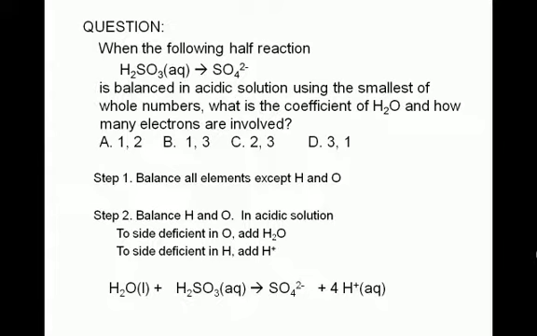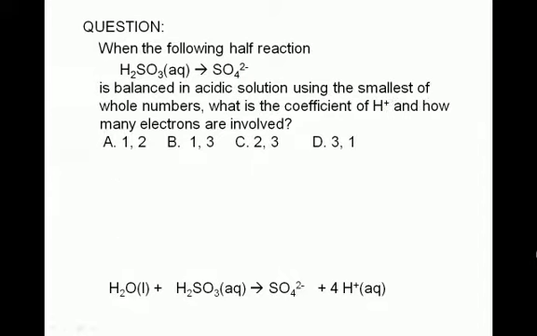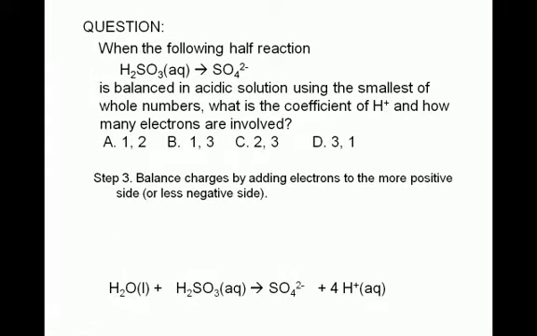At this point, we can eliminate choices C and D. The coefficient of H2O is 1. We now need to figure out the number of electrons involved. The next step is to balance charges by adding electrons to the more positive side or the less negative side.